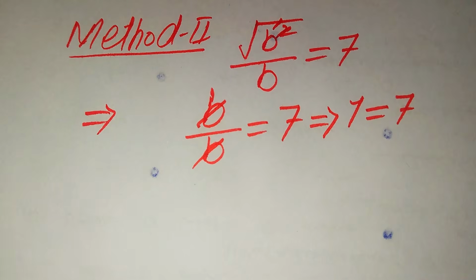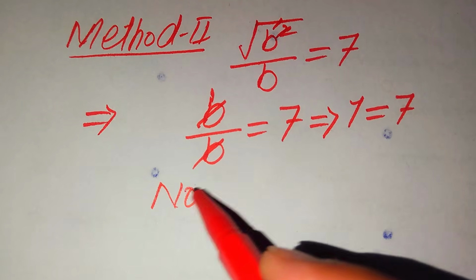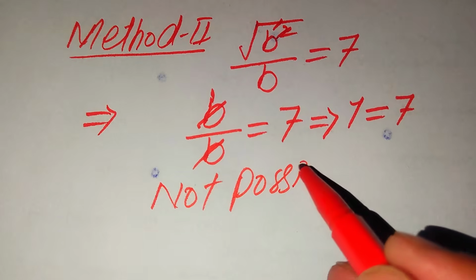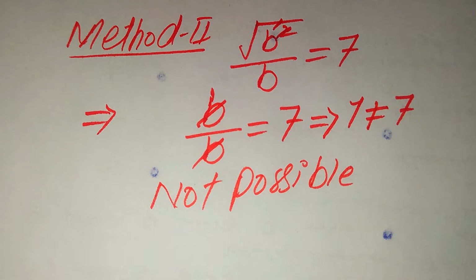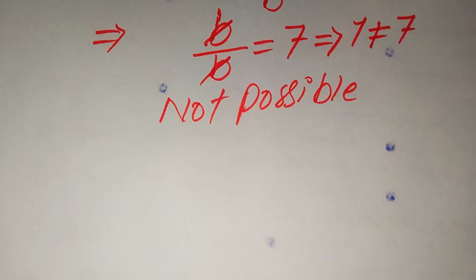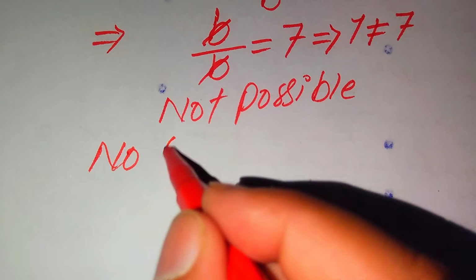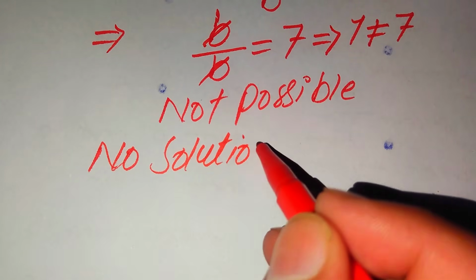So you see that this b and this b cancel out each other, and we get 1 equals 7. So 1 equals 7, and this is again not a possible case. It is not possible that 1 equals 7 because these two values are not equal in general. So further, in the second method the value of b does not exist, or in other words we cannot find any value of b which satisfies our given question statement. So now we finally conclude that this question has no solution in general.